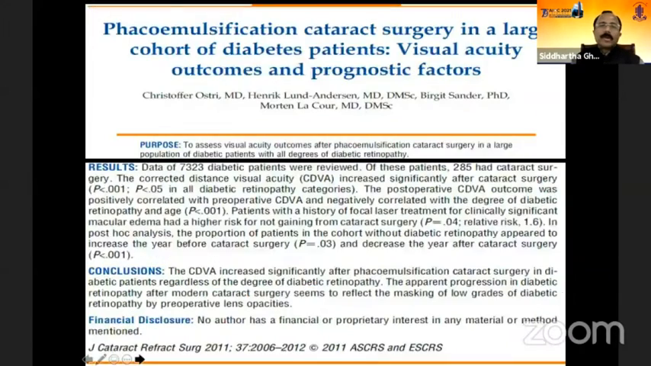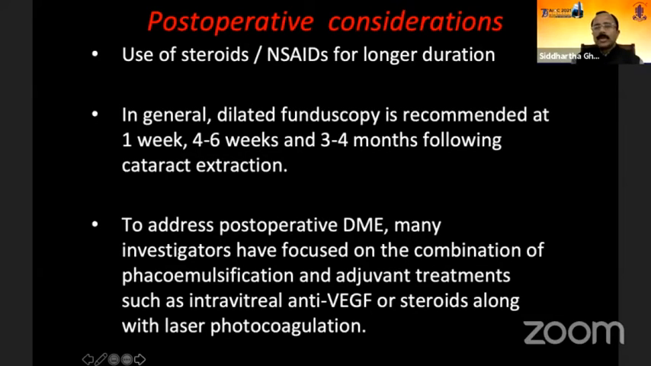Well, we know that phacoemulsification has been proved with many publications to be the best method for cataract surgery in these patients. And post-operatively, we need to use steroids and NSAIDs for a longer duration. And dilated fundoscopy is recommended post-operatively at 1 week, 4 to 6 weeks, and 3 to 4 months following cataract surgery to keep looking at the macula and the retina as such for DME or other DR changes.